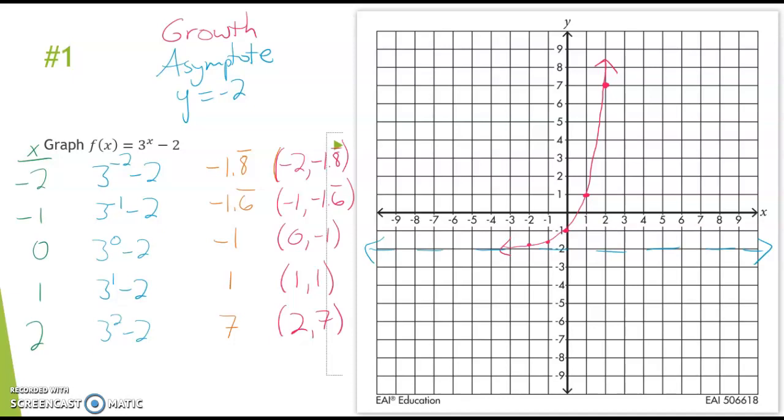I hope that this helps with graphing. If you need any more help with it, please make sure to log on to IXL. The IXL topic for graphing exponentials is really good to go over. And also, if you need more help, please let your teacher know.